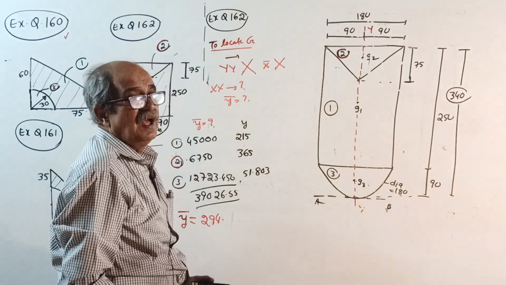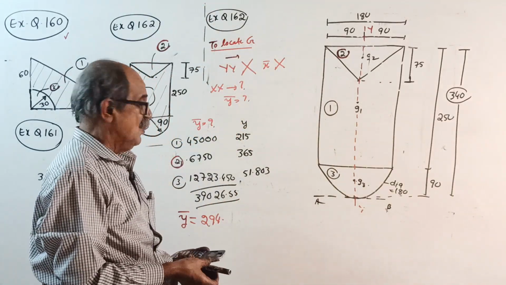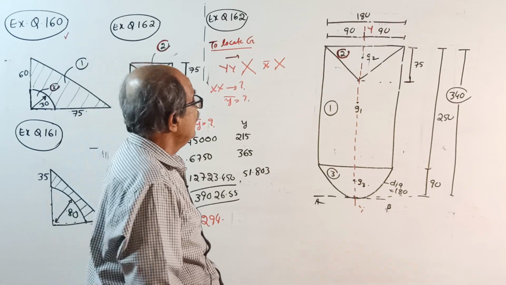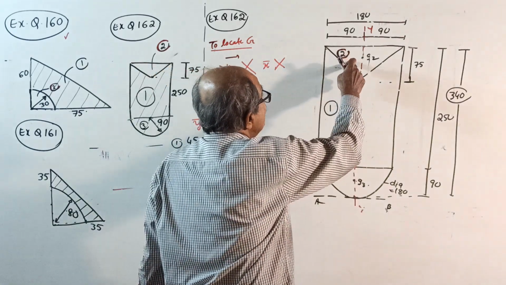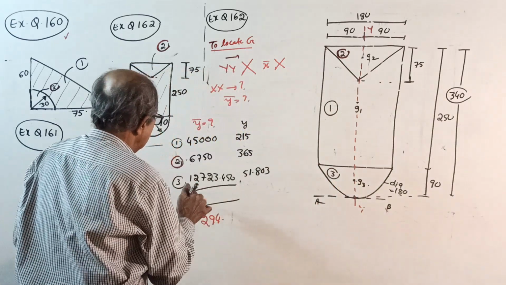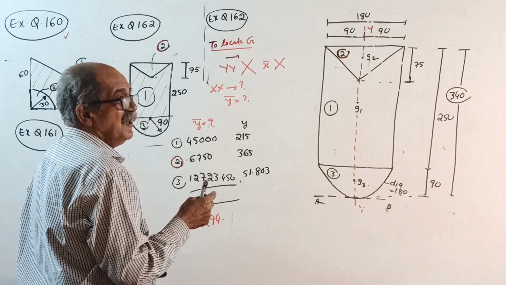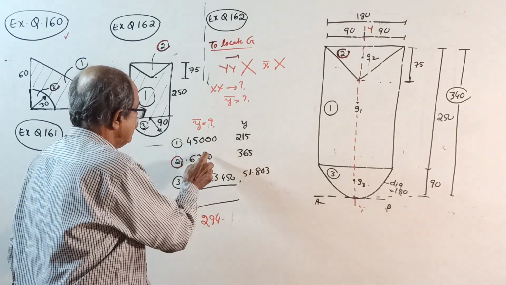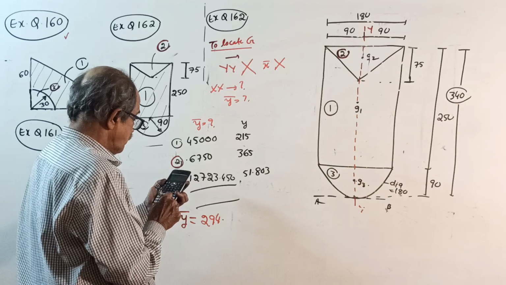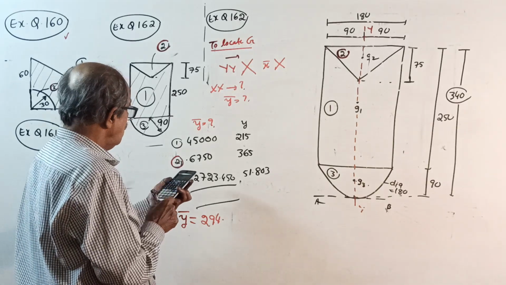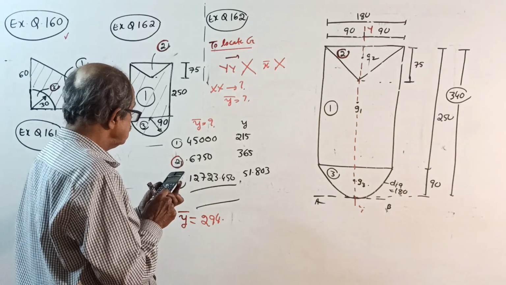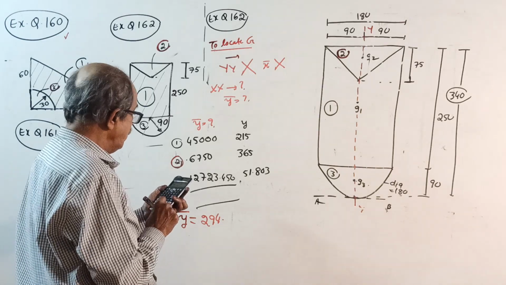Okay, now I got a wrong answer because I got Y bar 294 point something. But when I looked here, I know that, see, this loss is lesser. This is more. Something is wrong. Yes, I made a mistake. See, when you find area, by mistake I added A1 plus A2 minus A3. Actually it is A1 minus A2 plus A3, 12723.45. See, we can make out.